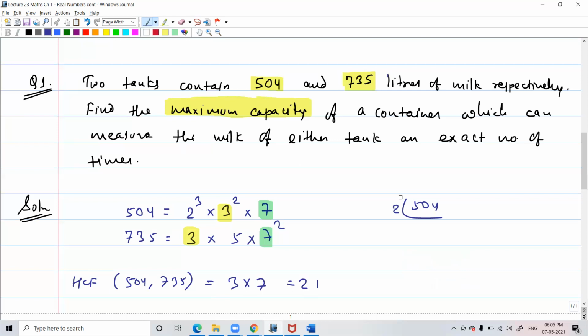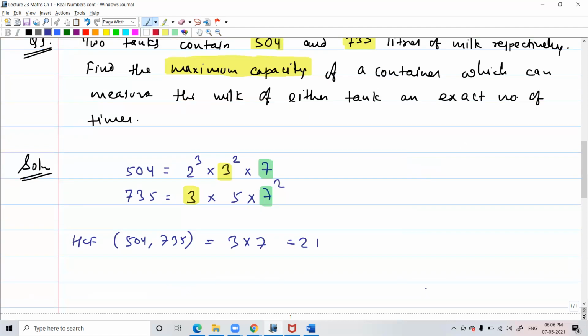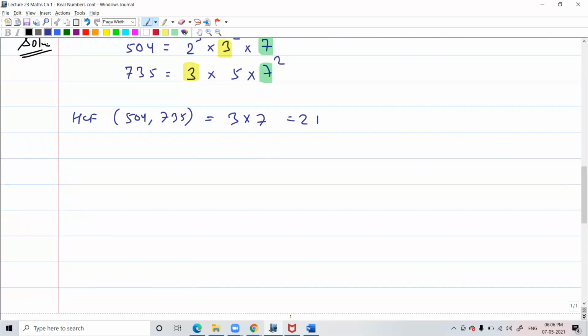Okay, so I'll give you one more question quickly. Whenever you're answering questions for board exams, you should always write the final conclusion. Whatever they asked, answer that in words. Make that a habit. So 21 is the HCF, but they didn't ask us to find HCF, so that's not our answer. What is the answer? You have to write that the capacity of the container is 21 liters.